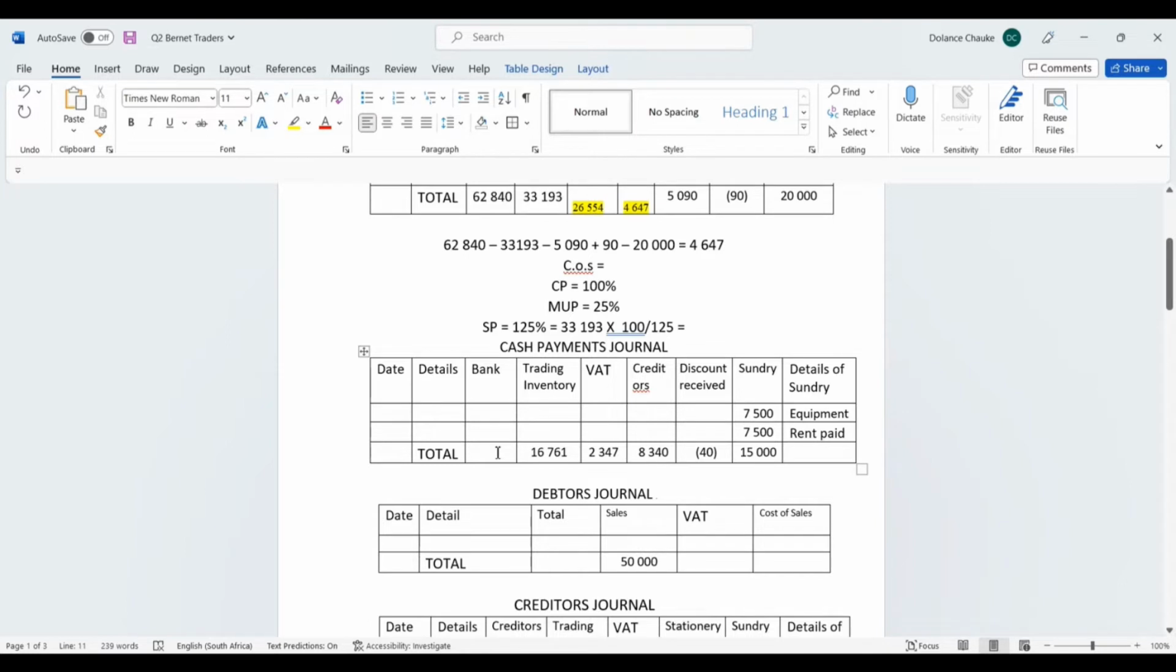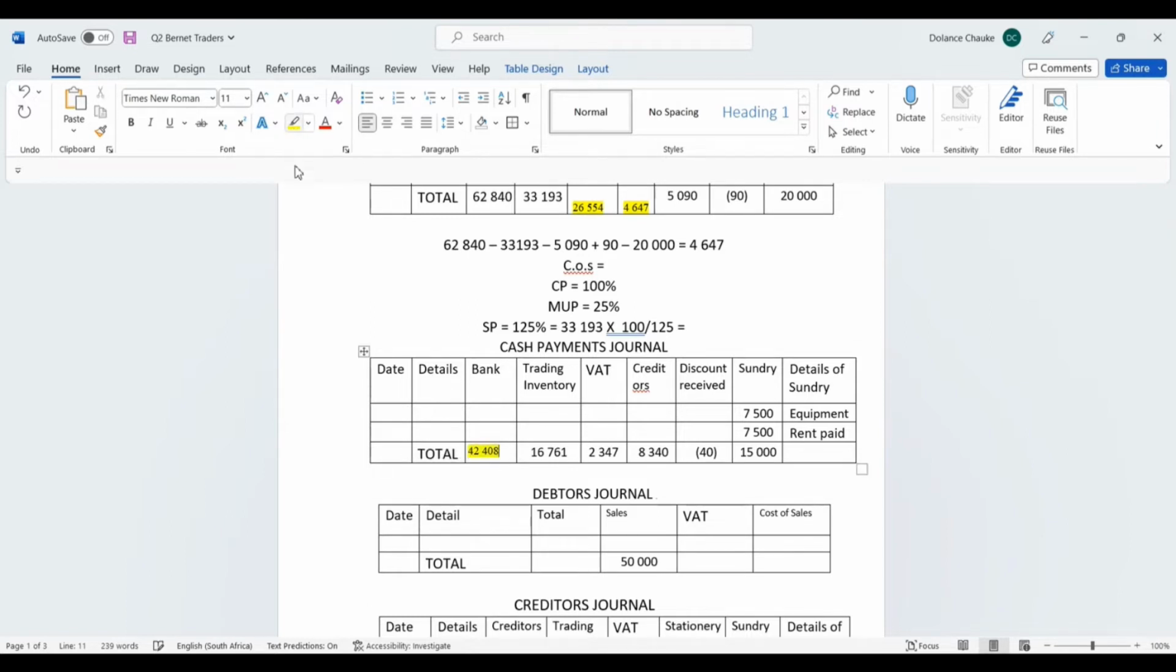How much is your total bank? If people were listening, how much is your total bank? It's 42,408. Correct. 42,408. Correct. Okay.